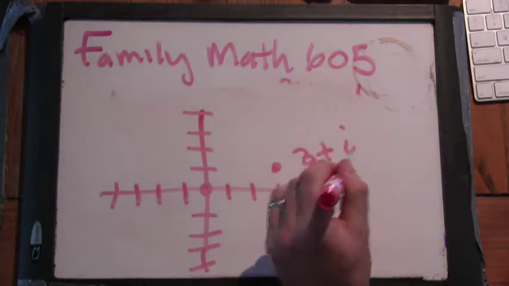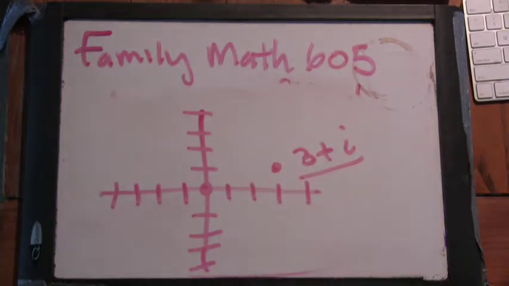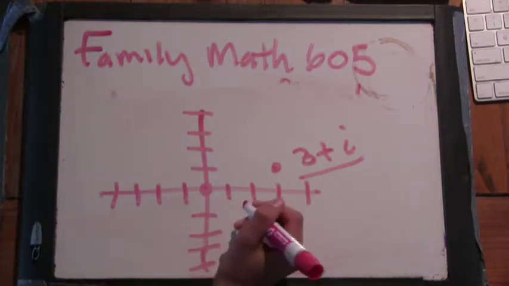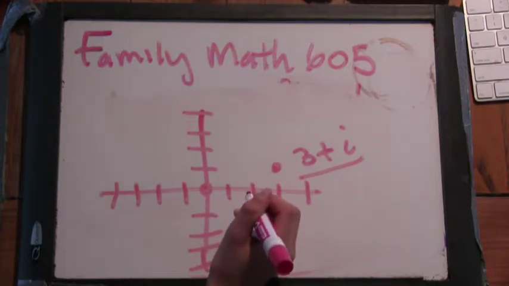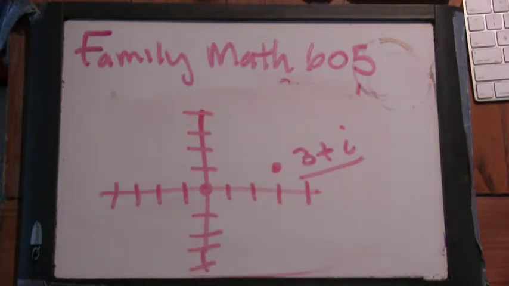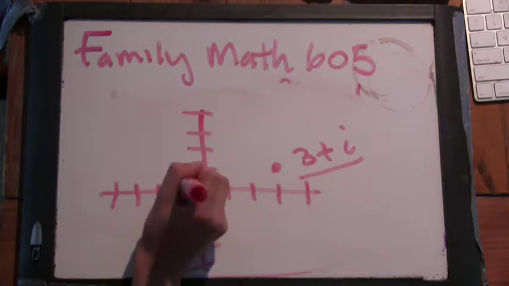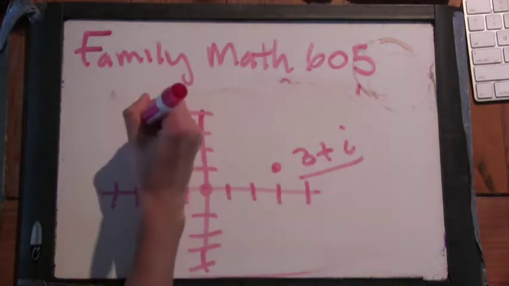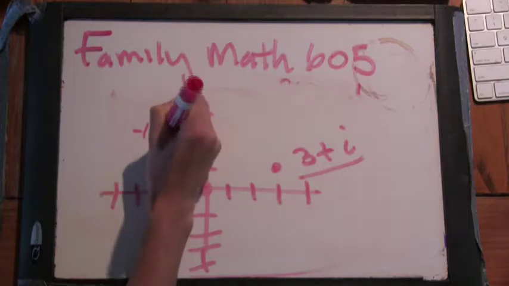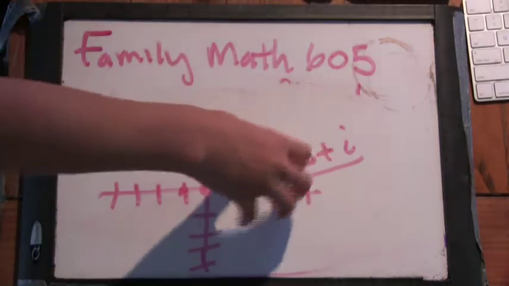Now, what number do I get when I multiply 3 plus i times i? Well, you get 3i, minus 1. Minus 1 plus 3i. Okay, I get minus 1 plus 3i. And where does that point live in the complex plane? Minus 1 plus 3i, up here. Okay, so you rotated your first point.